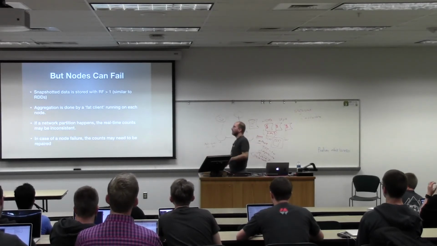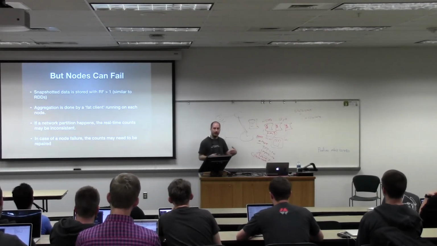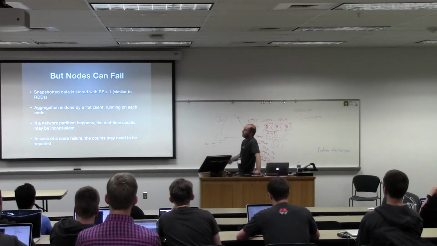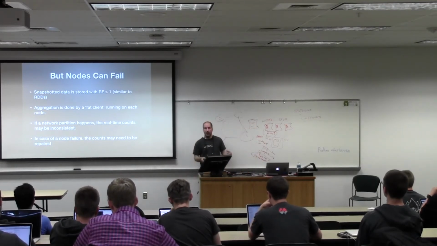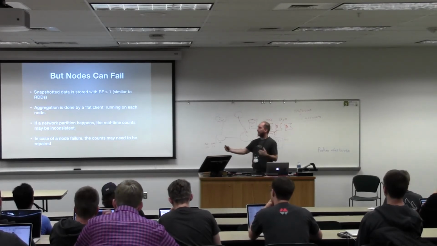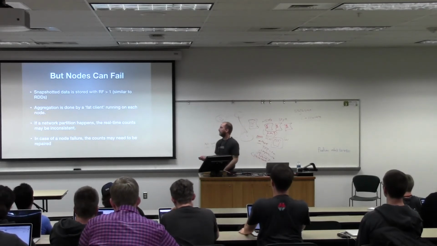So nodes can fail. Snapshot of data is stored with a replication factor of 1, similar to RDDs in some cases. So it's possible that you can lose the snapshot of data. But aggregation can be done by a fact client that runs in every node. And if the network partition happens, the real-time component may be inconsistent, but you can always go back to the ledger and you can always recount the data or re-aggregate the data as it exists.